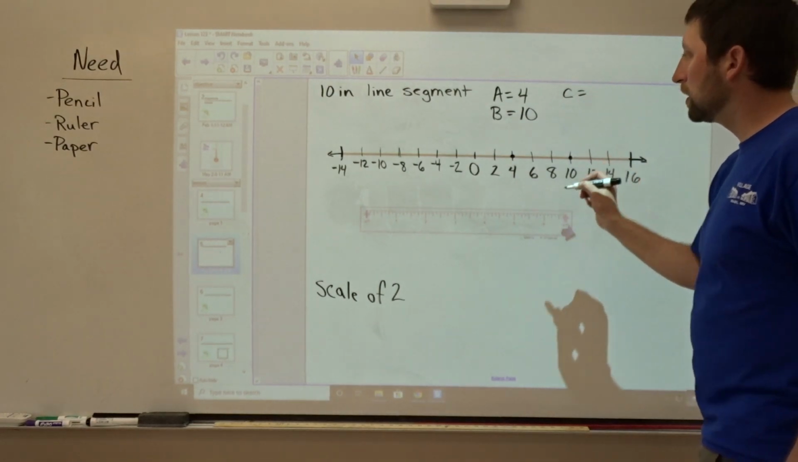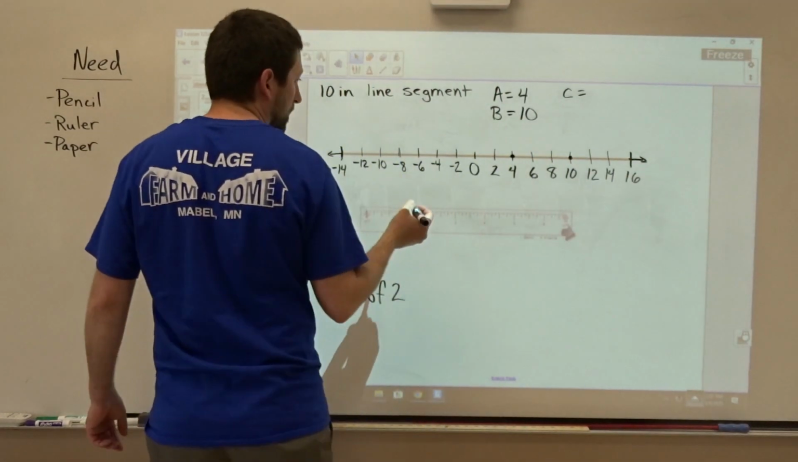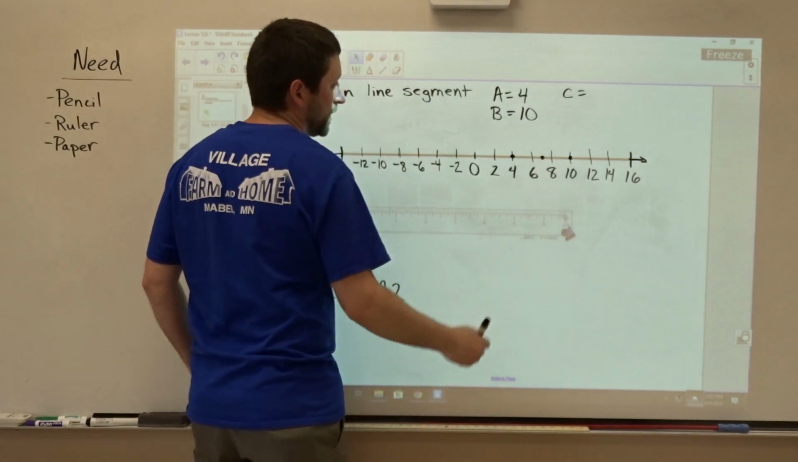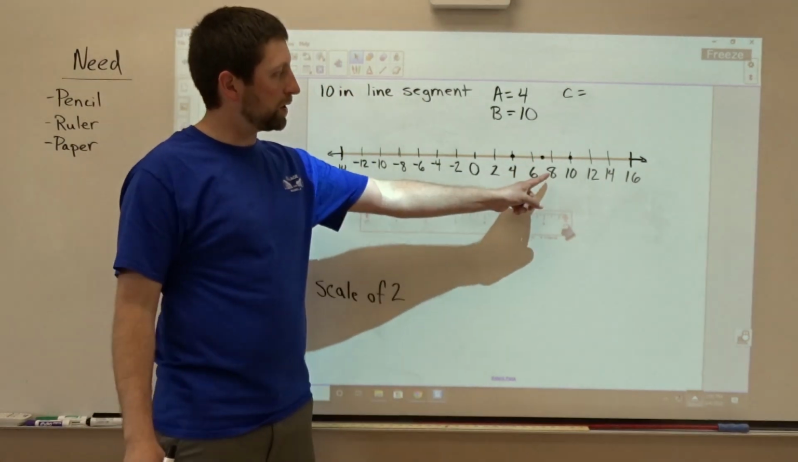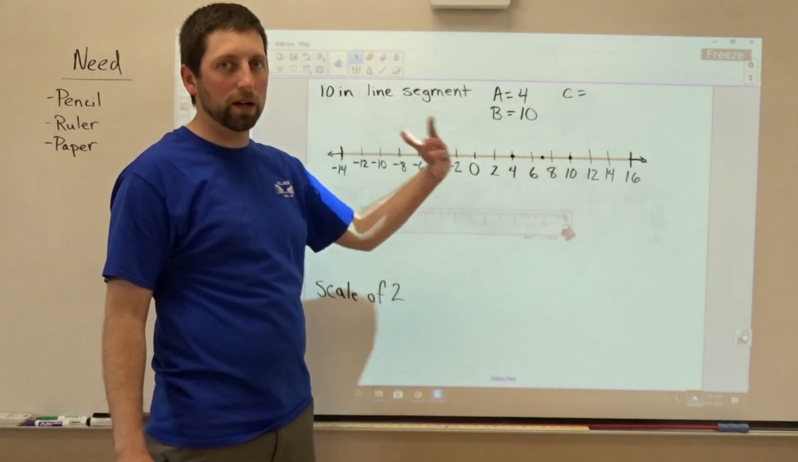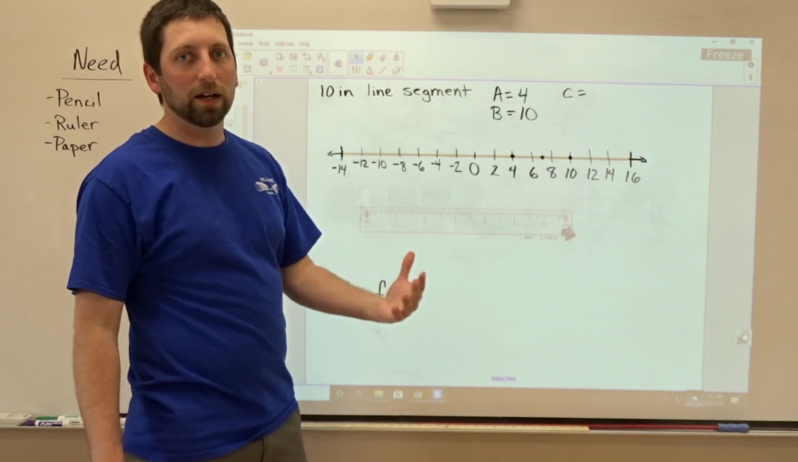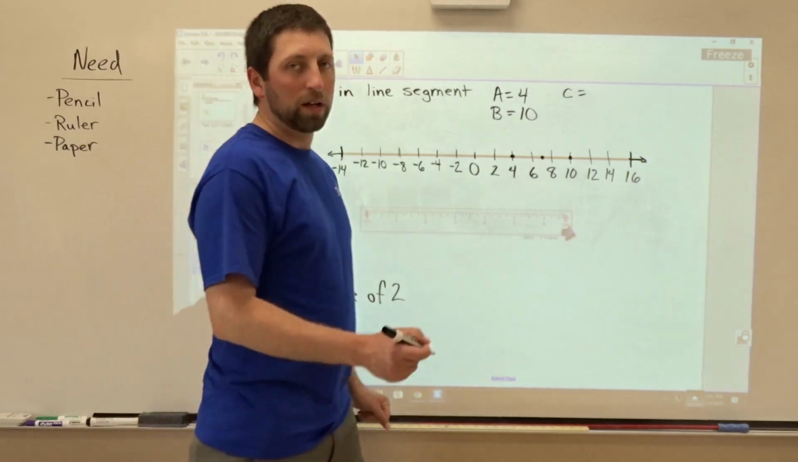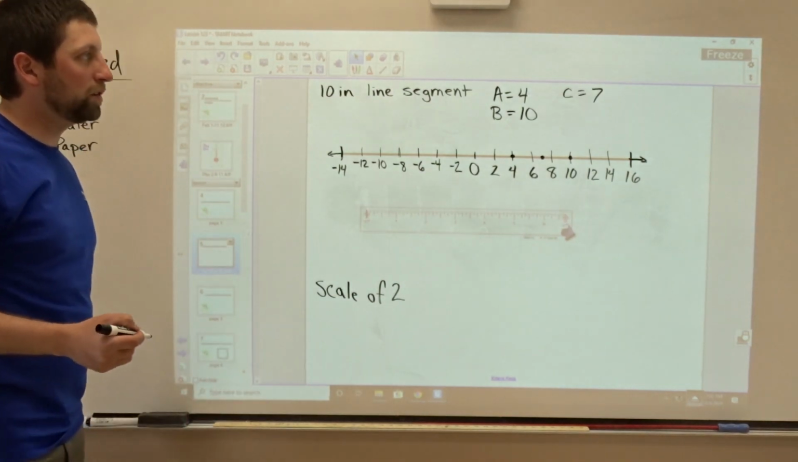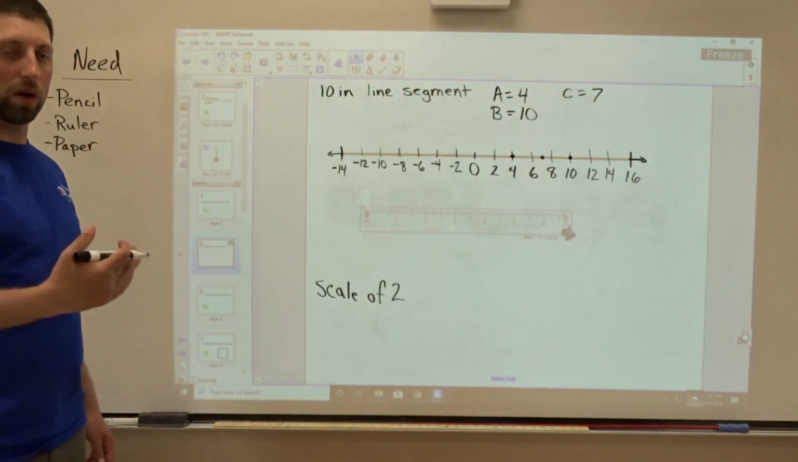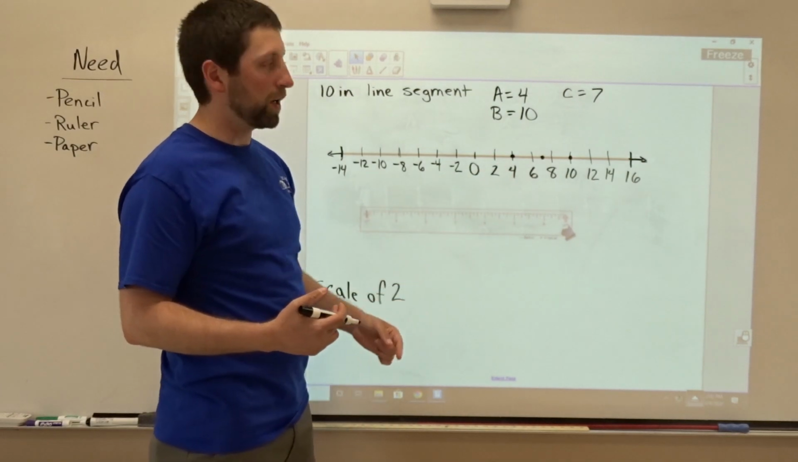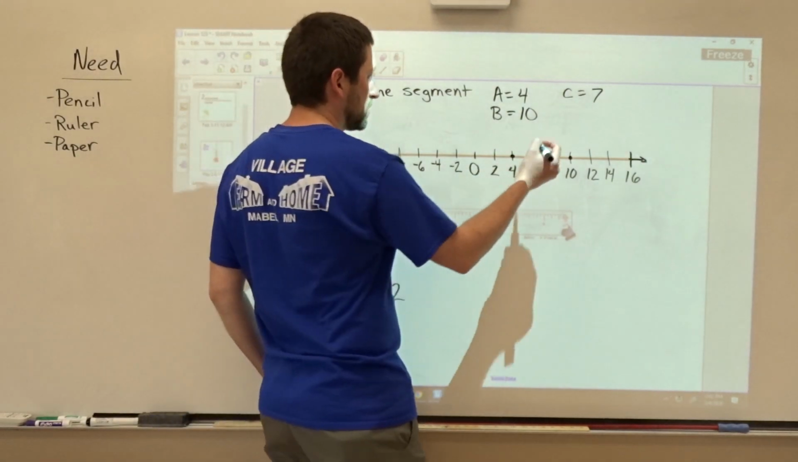C. Let's go right here. What would C be? C is between 6 and 8, but it's not on a line. Well, if it's not on a line and it's between 6 and 8, and it's right in the middle of those two, it has to be 7. Okay, so we can show odd numbers on this, even though all of our number line check marks are counting by 2, counting by the even numbers.